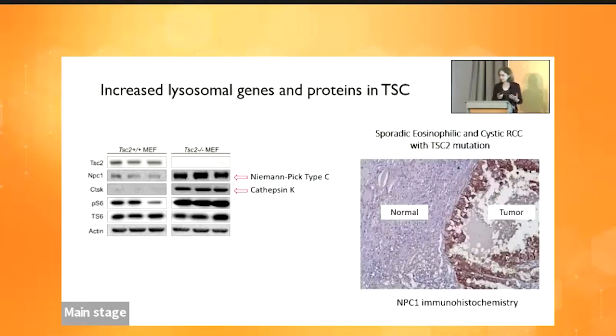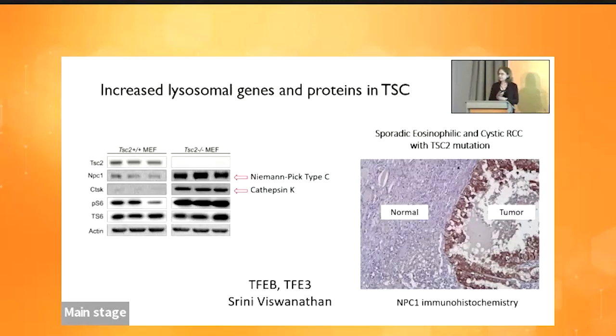We also see this by immunohistochemistry in the tumors, and I'll just show you this one example because this is a sporadic tumor with a TSC2 mutation, and it's one of these newly defined subtypes from the WHO of an eosinophilic and cystic renal cell carcinoma. And this is staining again for NPC1, and you can see the tumor is markedly positive. And we see this very strongly also in all tuberous sclerosis associated tumor types that we've looked at.